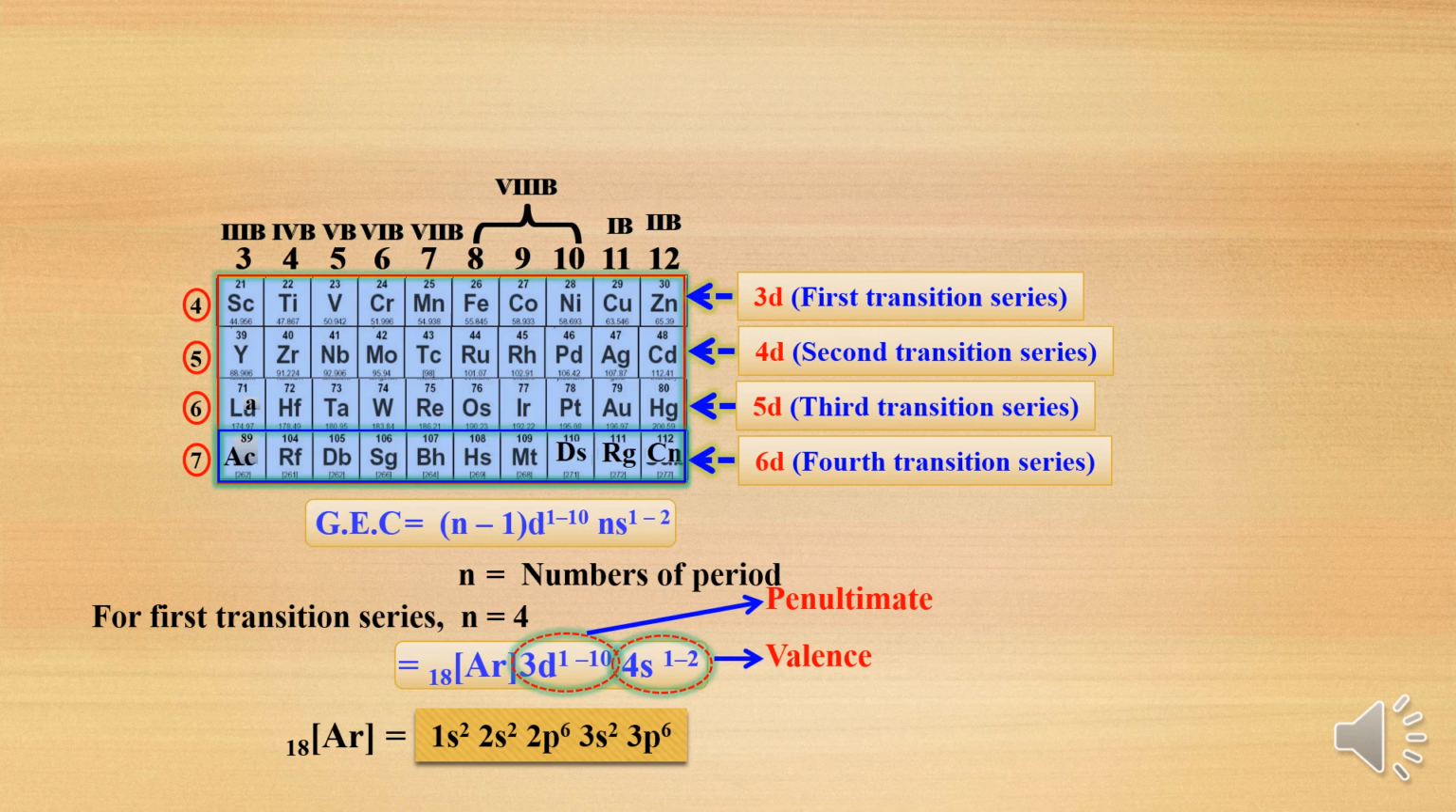So here there are four transition series: the 3d series, 4d series, 5d series, and 6d series. Either you can call them the first transition series, second transition series, third transition series, and fourth transition series.